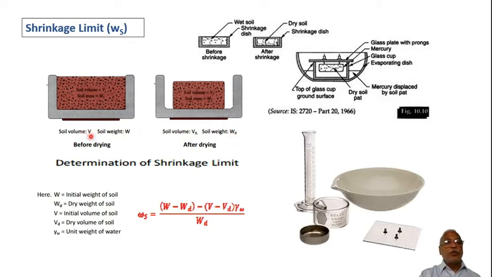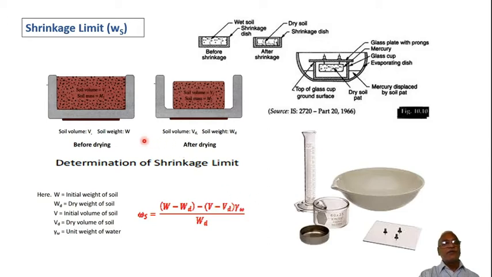Now once you know all these four values, here I have written them. W, the initial weight of the soil, here it is. WD, the dry weight of the soil, over here it is. V, the initial volume of the soil, that is shrinkage dish volume. VD, dry volume of the soil, that is volume of the soil pat. Gamma W is the unit weight of water. Then shrinkage limit is given by simply (W minus WD) minus (V minus VD) into gamma W, divided by WD. This is the shrinkage limit.